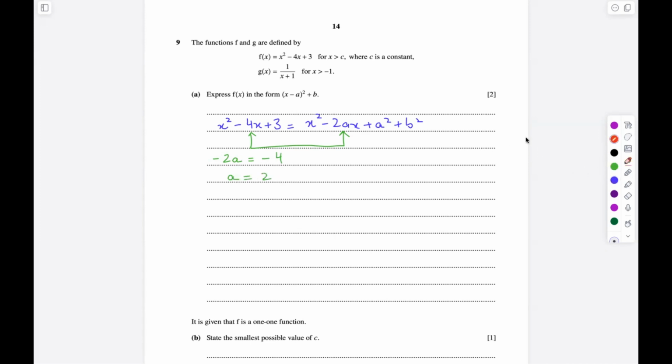To find the value of b, we can compare the constant terms. On the left-hand side, it is 3, and on the right-hand side, it is a squared plus b. The value of a is 2, so this will become 2 squared plus b equals 3, so b will be 3 minus 4. So a squared plus b is 3, so b will be equal to minus 1. Once we have the values of a and b, we can write this as (x minus 2) whole squared minus 1.